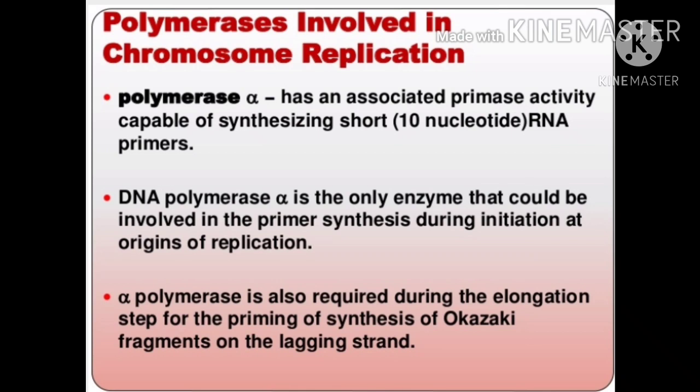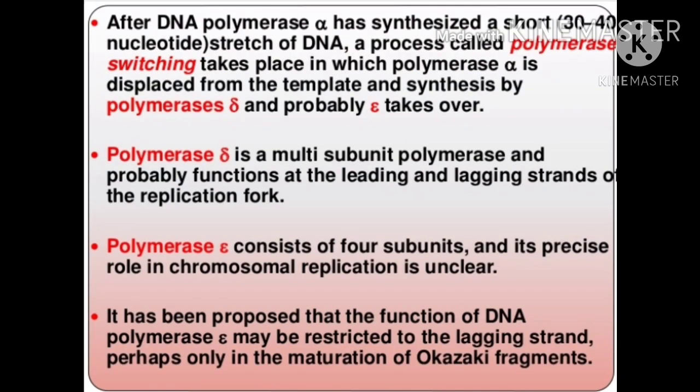Alpha polymerase is also required during the elongation step for the priming of synthesis of Okazaki fragments on the lagging strand. So the main function of DNA polymerase alpha is to synthesize primer. It is also concerned with the priming of synthesis of Okazaki fragments on the lagging strand.